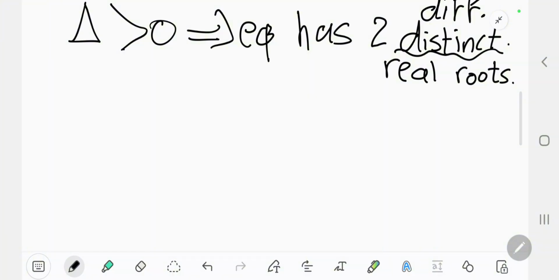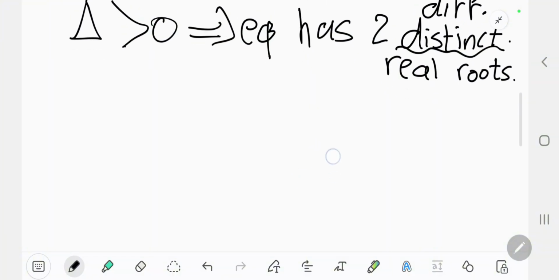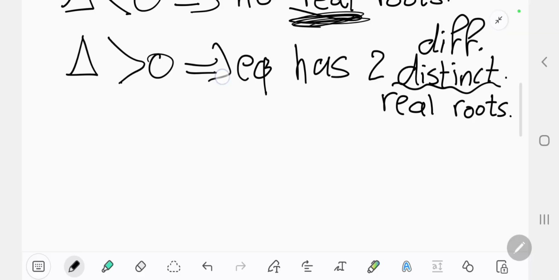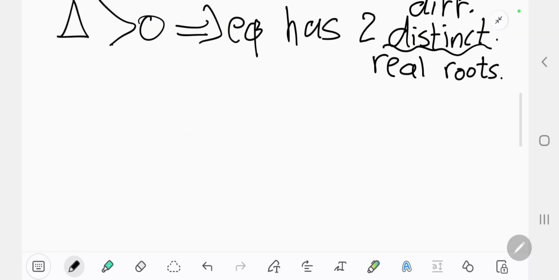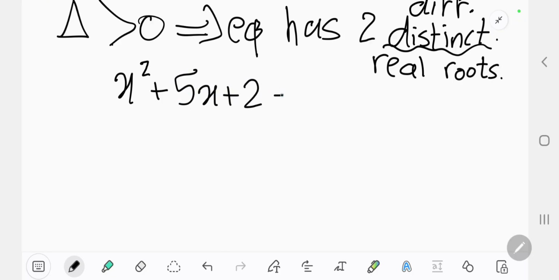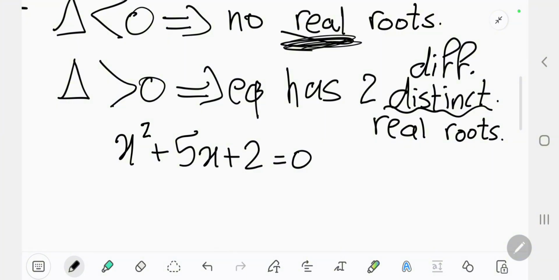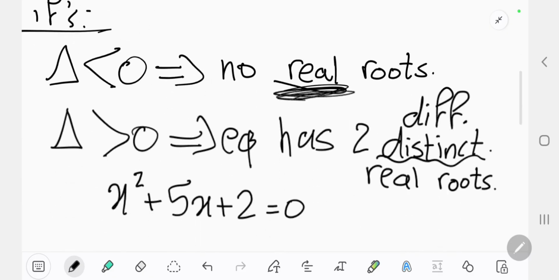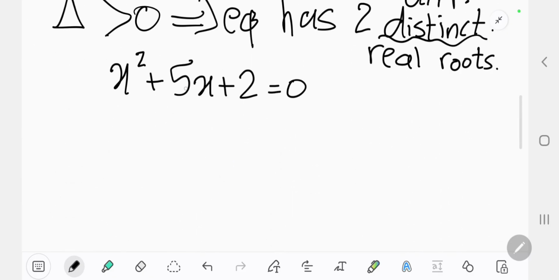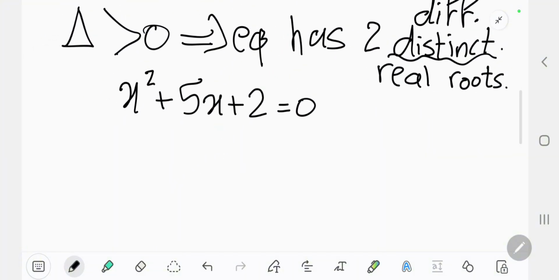Okay, so let's give an example, because you can't just understand like that. First, we gotta calculate delta, and it has to become more than 0, right? Okay, let's try. x squared plus 5x plus 2 equals 0. This is the normal equation we all know, because it's ax squared plus bx plus c. a is 1, b is 5, and c is 2. So this is normal. So now we have to do the rule.